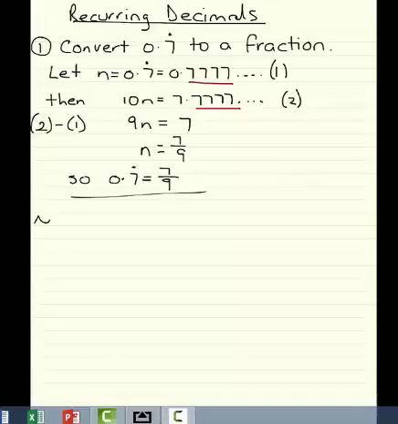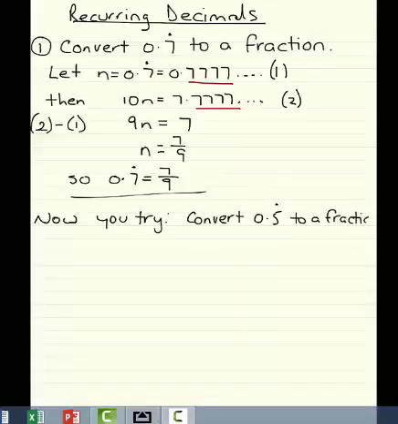Now you try. Pause the recording and have a go at converting 0.5 repeater to a fraction. Knowing what that fraction is, is not the same thing. You need to be able to prove it and show me the process. I'll check it in the lesson.